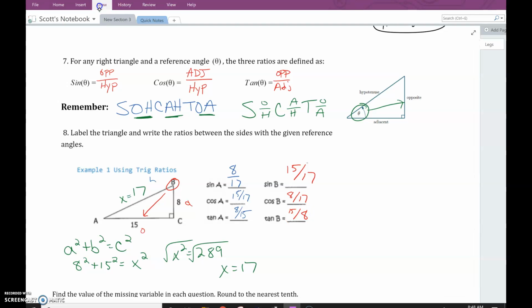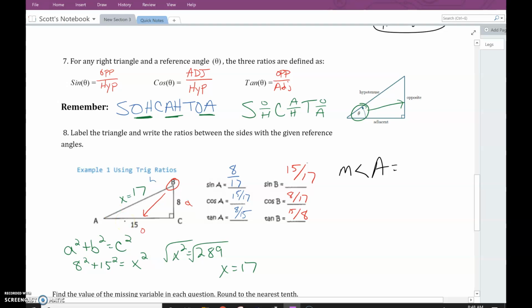Now, the difference here, let's say that it wanted the measure of angle A. Let's say it was asking that. For this, I could use any of these that have the angle A with it. I could do the inverse sine of 8 over 17. I could do the inverse cosine of 15 over 17. Those are the three different ratios for that specific angle.